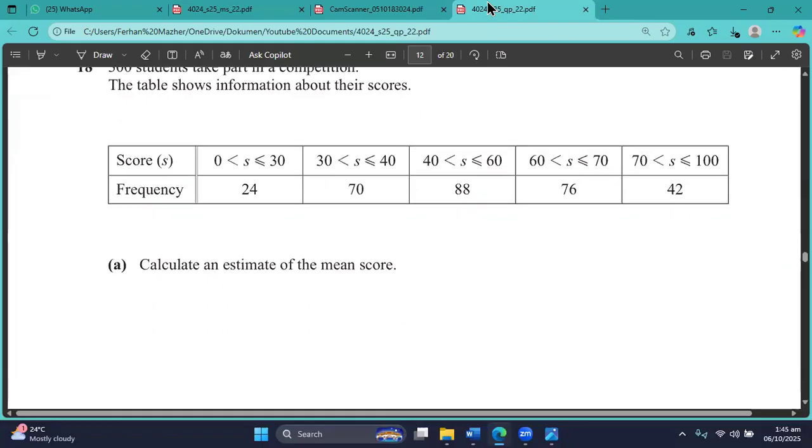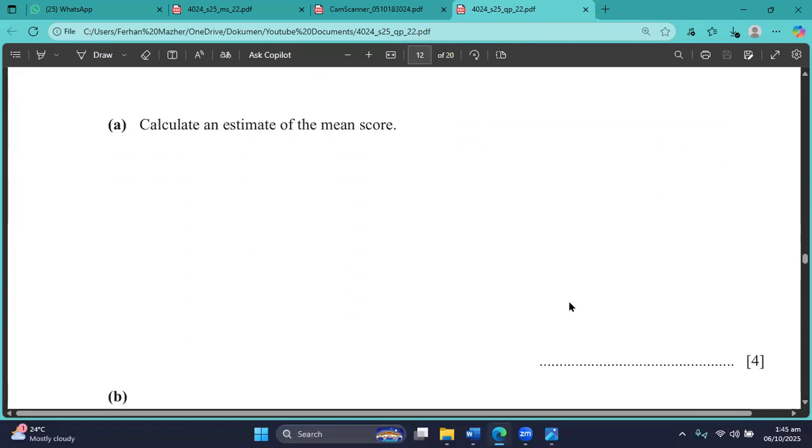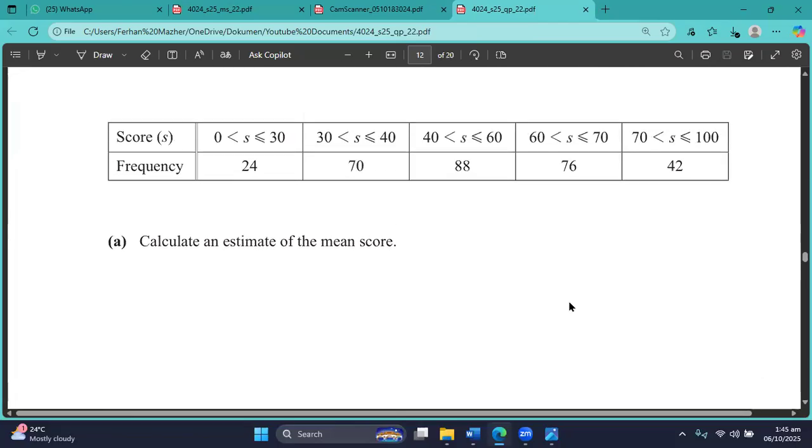Question number 18 is coming up on your screen. He says 300 students take part in a competition. The table shows information about their scores. From 0 to 30, 24 students; 30 to 40, 70 students; 40 to 60, 88 students; 60 to 70, 76 students; 70 to 100, 42 students. The question is, calculate the estimate of the mean score. It's a 4-mark question.